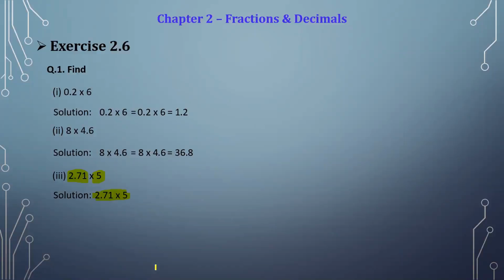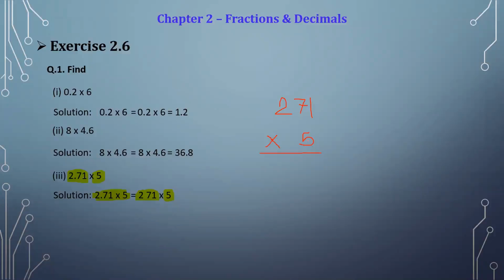The first important step is that we have to remove the decimal point for a temporary purpose. The decimal point which is present between 2 and 71 we have removed, and due to that we obtained 271, which is a whole number, and 5, which is also a whole number. So here we have to take the product of two whole numbers, 271 into 5. We removed the decimal point between 2 and 71, and now we multiply the whole number 271 by 5.